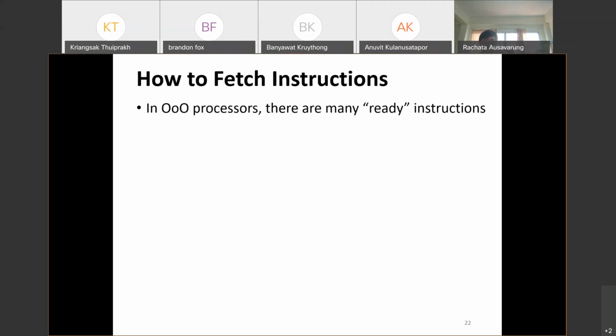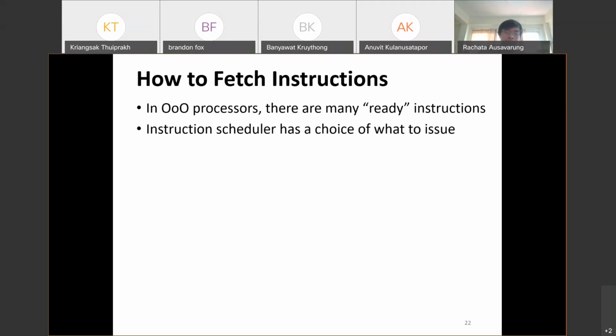It's a set of instructions that is ready to be dispatched in an out of order processor. Basically, the instructions that you just fetched and decoded, but you haven't put in the execute stage. So it means that as a scheduler, I have a choice on what to issue. I have the window, so I can pick what to issue.